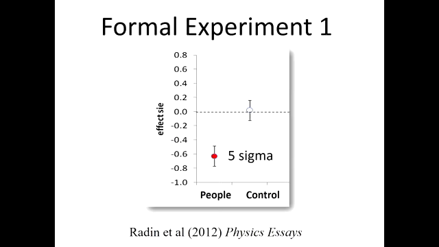For those of you who are not used to the term sigma, think of it in terms of z-score. It's the same thing, standard normal deviate. So we got a 5 sigma result when people were observing, and when nobody was doing the observing, we got almost exactly chance.